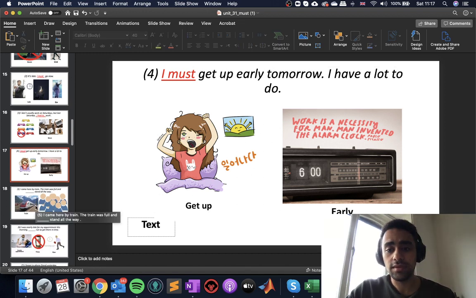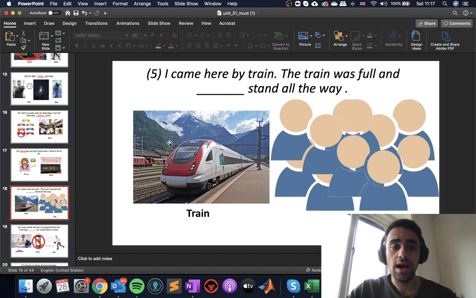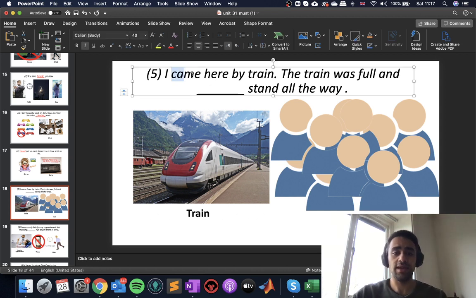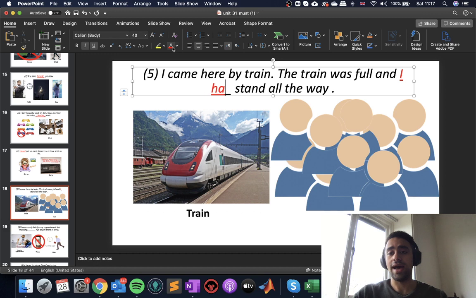Then the next one: "I came here by train. The train was full and I ___ stand all the way." So, I came here by train. That tells us "came" is the past tense of come. And the train was full. So basically, our sentence is in the past tense. So we use here: I had to stand all the way.